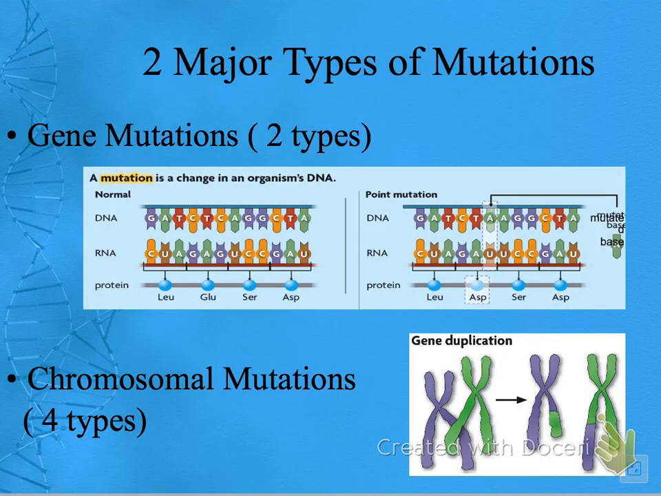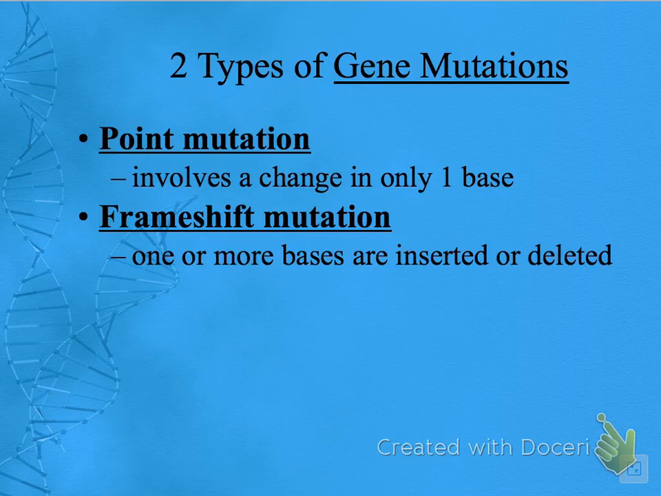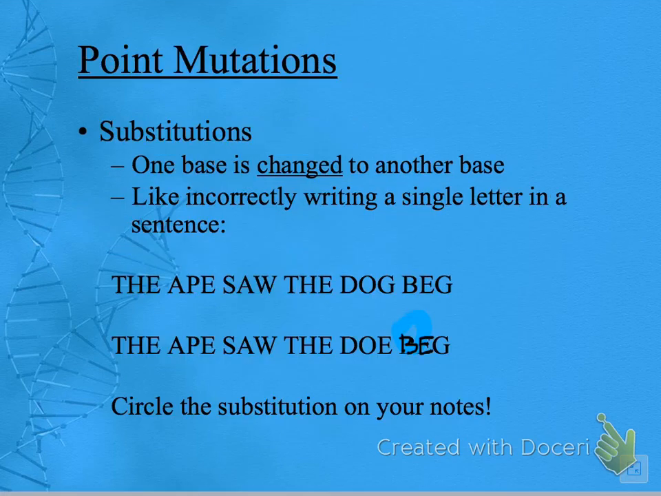Alright, two major types of mutations. You've got gene mutations, there are two main types there, and you have chromosomal mutations, there are 4 types there. The two types of gene mutations are a point mutation and a frame shift mutation. A point mutation is going to involve a change in only one base, and a frame shift mutation is going to mess up everything that happens after that mutation because there's an insertion or a deletion.